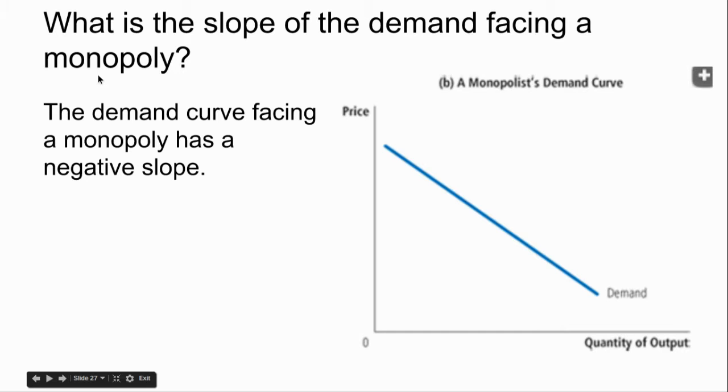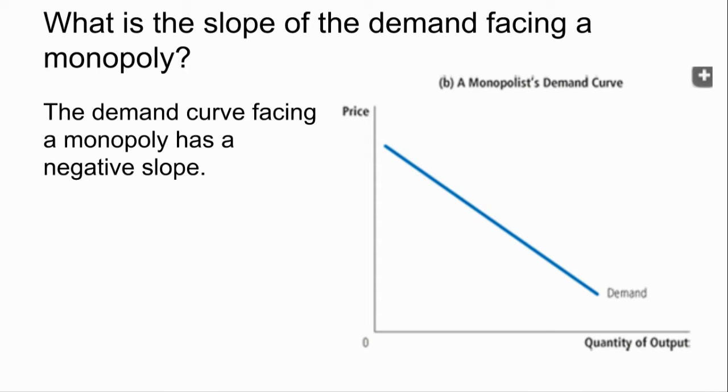What is the slope of the demand facing a monopoly? The demand curve facing a monopoly has a negative slope. Since the firm is the sole seller in the industry, the demand curve facing the firm is the demand for the product. Therefore, the demand facing a monopoly conforms to the law of demand. The law of demand says when you increase price, the quantity demanded falls, and when you reduce price, the quantity demanded increases.